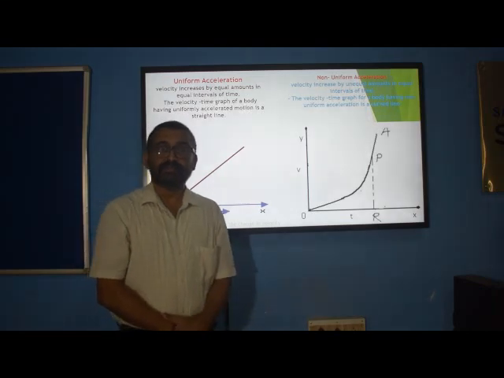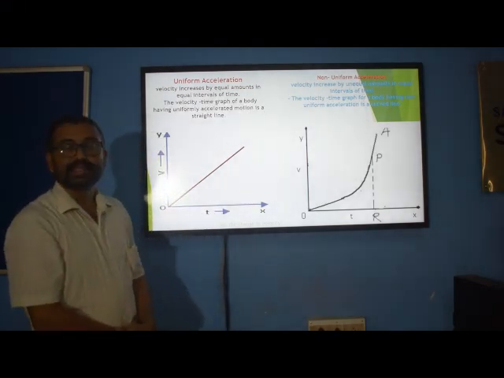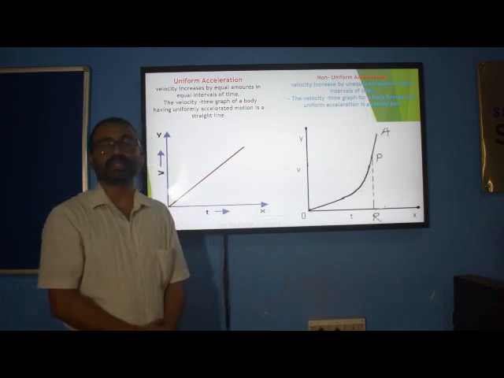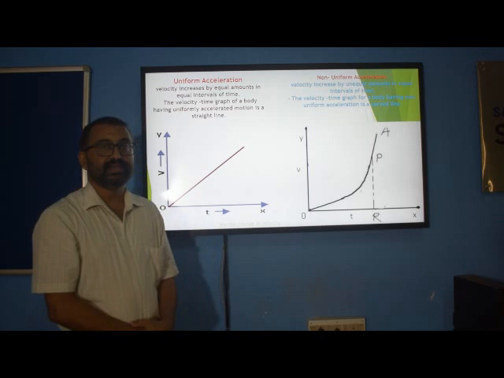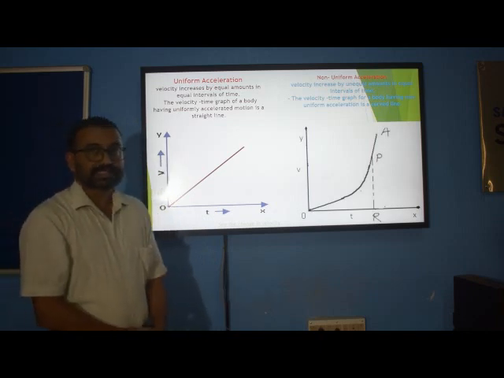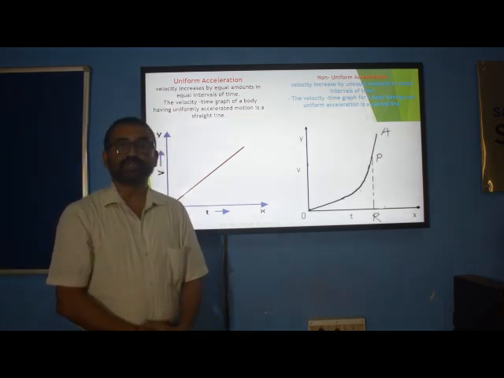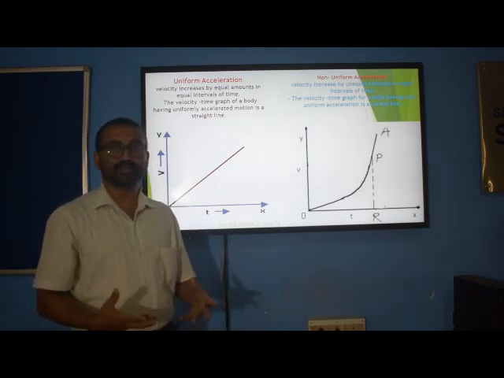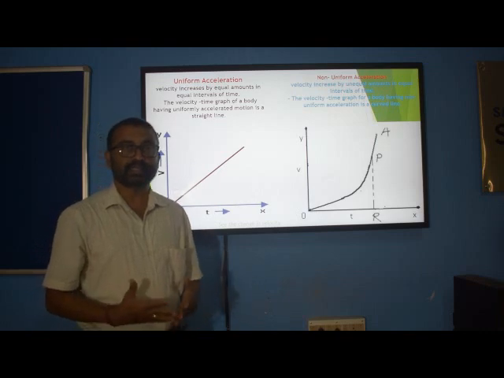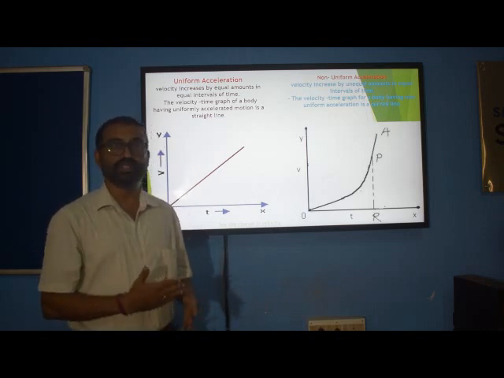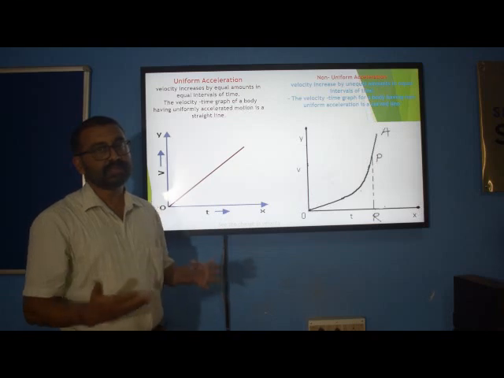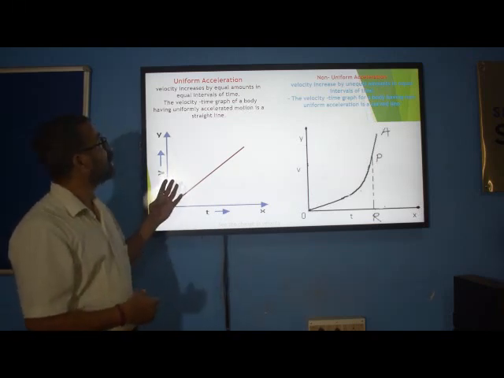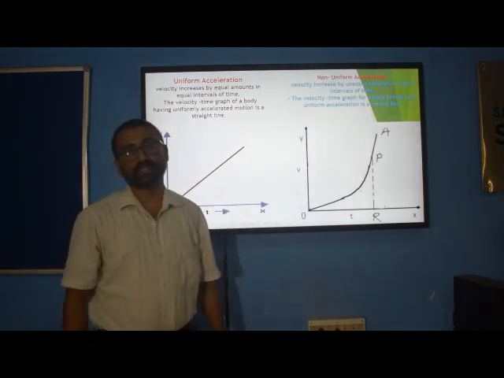Again, my humble attempt to make acceleration very clear to children at the secondary level, that is class 9 level. Children might have learned about acceleration, difference in velocity, increasing acceleration, decreasing acceleration, zero acceleration, etc. Acceleration is nothing but the change in velocity divided by time. Today I am going to discuss the difference between uniform acceleration and non-uniform acceleration.